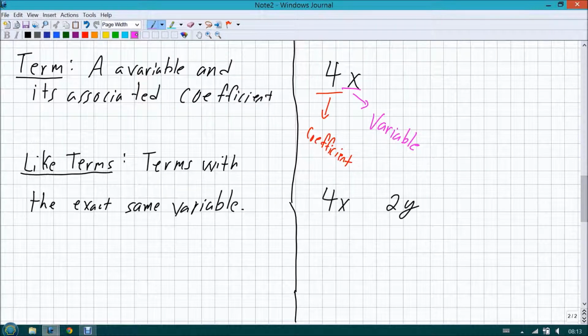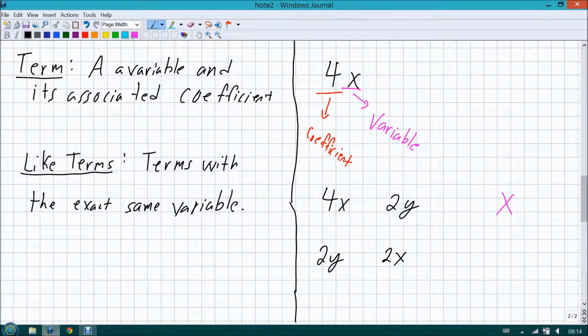The answer to that question is no. X and y are not the same exact letter, therefore they are not like terms. Okay, so put a big X there. What about 2y and 2x? These could be the same.